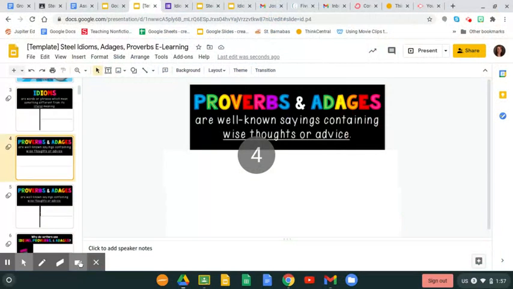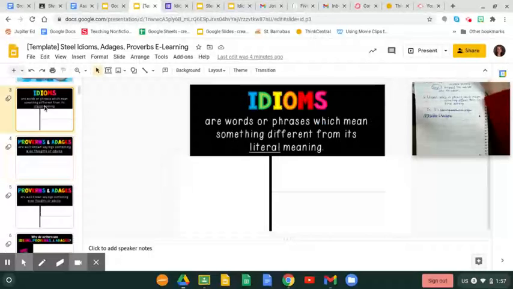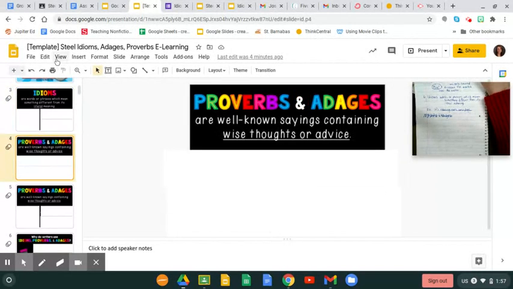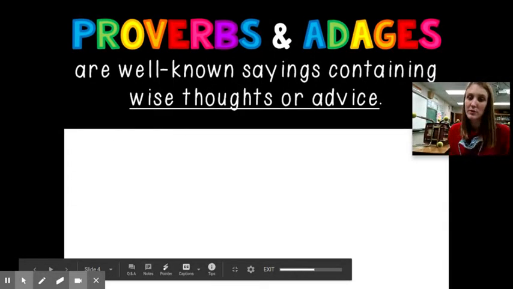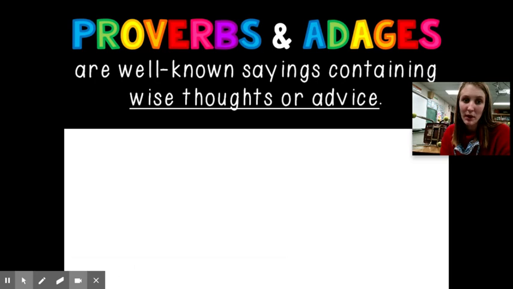All right, so I'm going to show you guys some examples of idioms. These are also going to be examples of proverbs and adages, and I'm not going to have you write down the definition for proverbs and adages because we really group them together with idioms when we're talking about them. They're just well-known sayings containing wise thoughts or advice. So, for example, if you've ever heard the saying, "an apple a day keeps the doctor away," again, it's not to be taken literally, but it's kind of saying if you eat healthy, you won't be sick all the time.